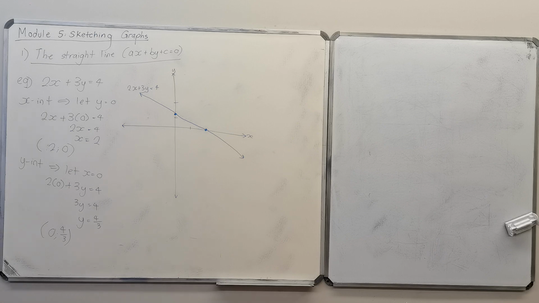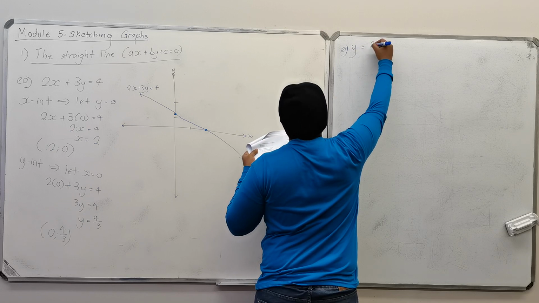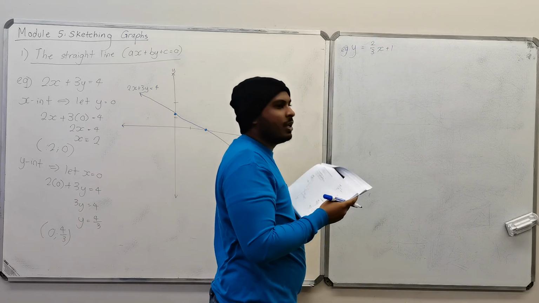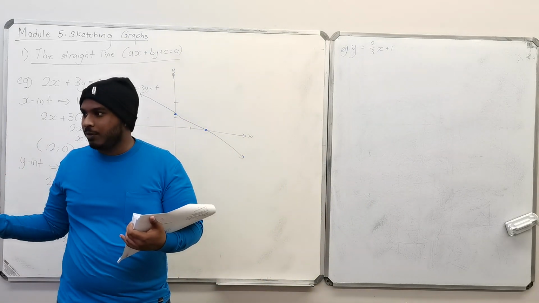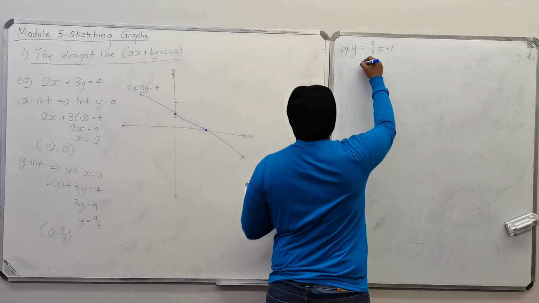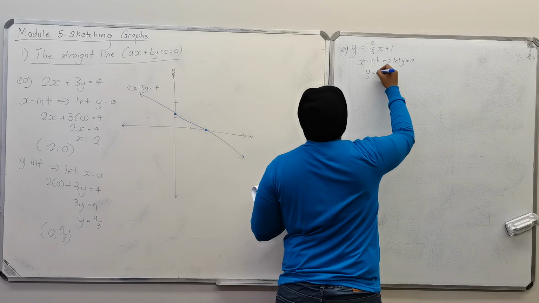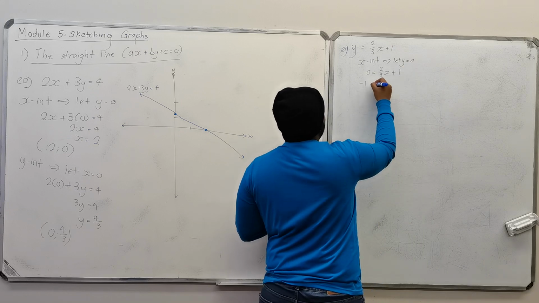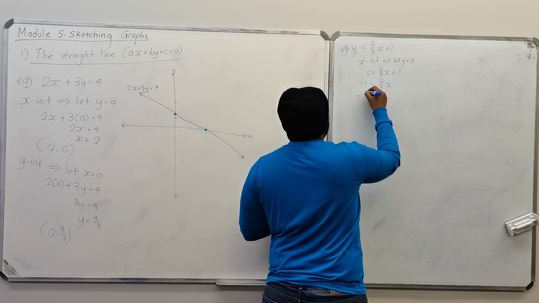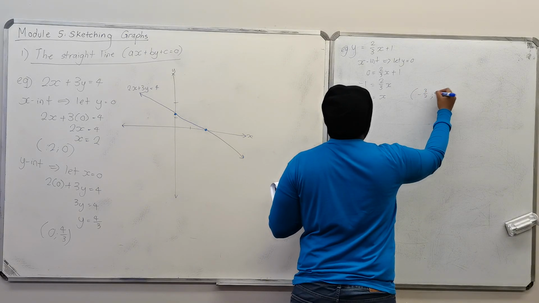Okay? If you were given another one where you have y is equal to 2 over 3x plus 1, it's written in the gradient-intercept form. So it's still a straight line, right? y is equal to mx plus c. Same story here. For the x-intercept, you would let y equal 0. So 0 is equal to 2 over 3x plus 1. This would be minus 1 is equal to 2 over 3x, and then you're left with minus 3 over 2 is equal to the value of x.